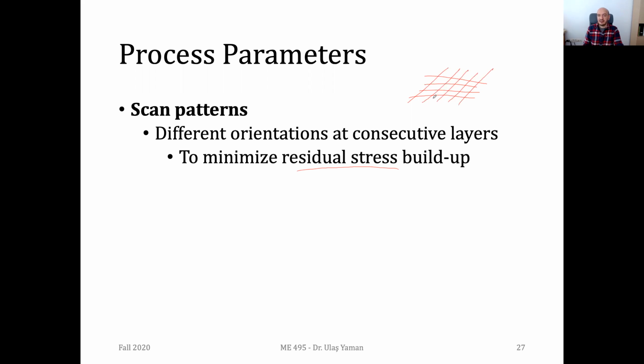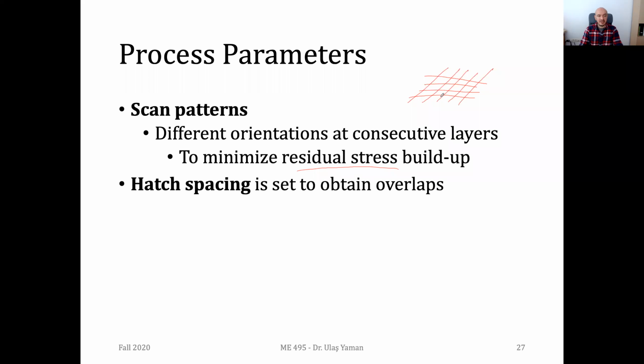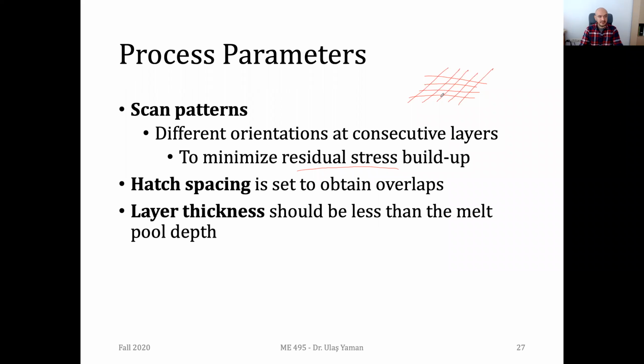Another thing, once you have such differences in the consecutive layers, you will have better joining between the layers, and your overall strength will also be much better. And this is another issue we discussed in SLA and also in selective laser sintering or melting processes. It's better to have a slight overlap, so that this will increase the strength of your part.